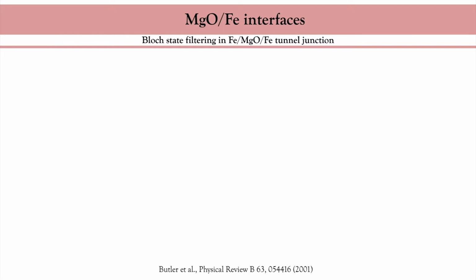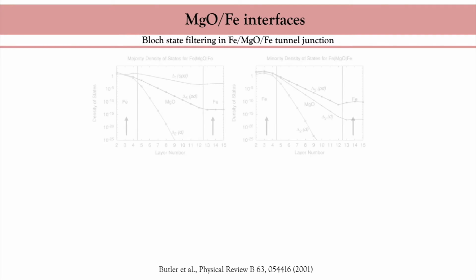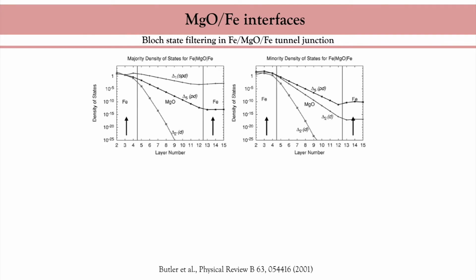These figures have been computed by Butler and coworkers and represent the tunneling density of states across an iron-MgO-iron junction for the different Bloch states. We start with the parallel configuration. The left panel is for up electrons and the right panel is for down electrons. You immediately see that the delta 1 states dominate the conduction for up electrons, while they are completely absent for the down electrons. The other states, delta 2 prime and delta 5, are also present, but they are massively evanescent in the MgO layer.